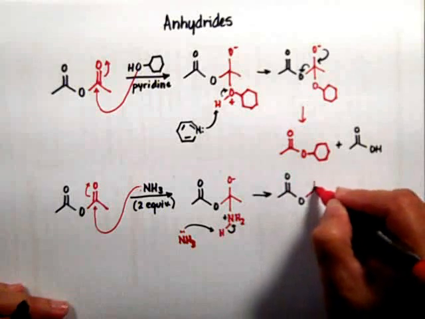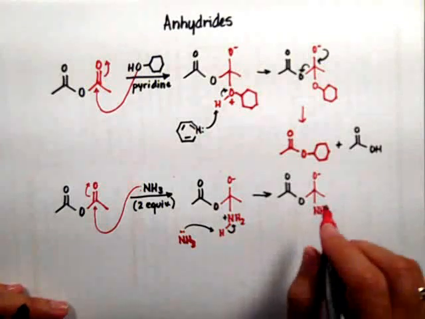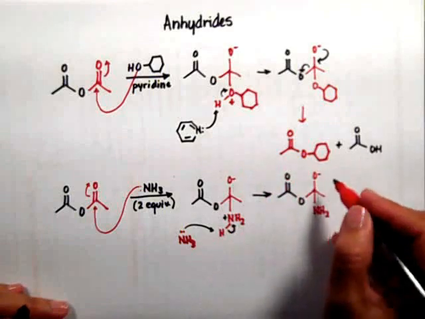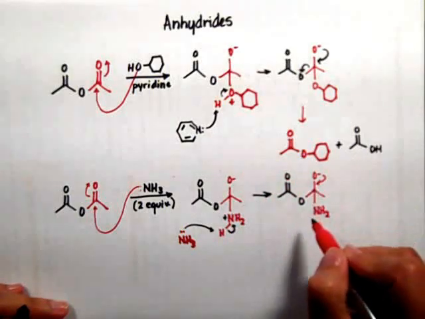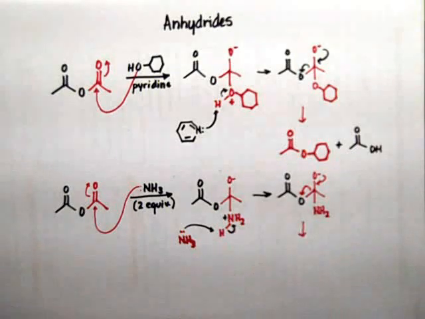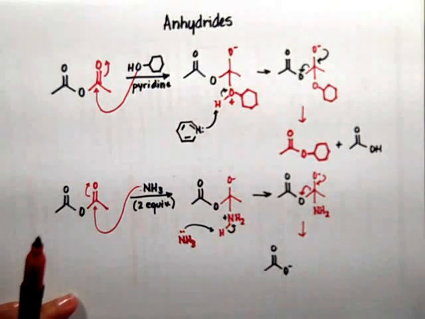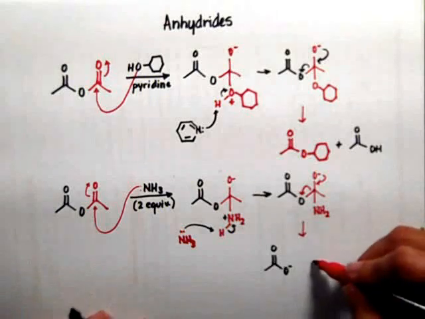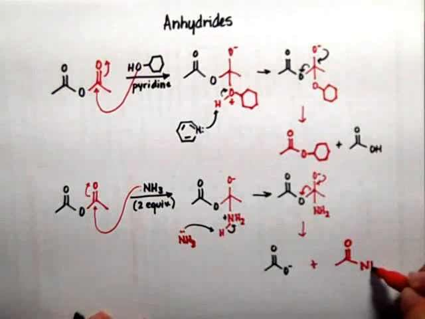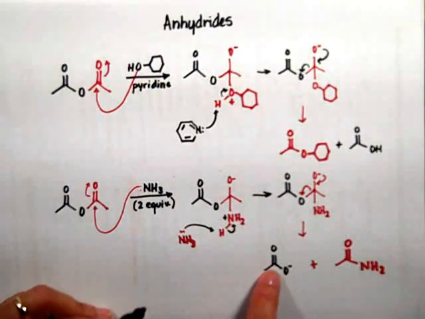Now that we have a neutral tetrahedral intermediate, now we can actually kick out our leaving group right here. So again, reform the carbonyl and give the electrons to the oxygen that's in the middle. So what do we get out of this? Well, here's our leaving group. There we go, our negative oxygen. And here's the amide that we made when we added the ammonia to it. So technically this is the product that we were after, and this would be the byproduct.